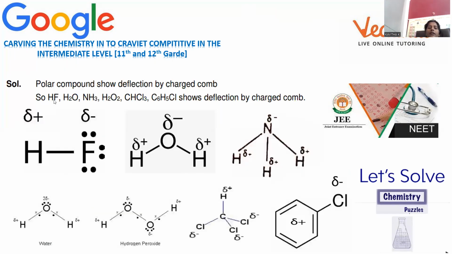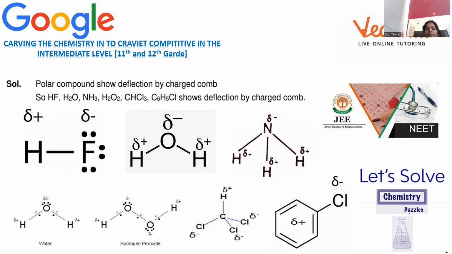The molecules like hydrochloric acid, water, ammonia, dihydrogen, hmm, hydrogen peroxide, sorry, chloroform, chlorobenzene. These many molecules are having deflection by the charged cone. That is purely because of their polarity. These compounds are said to be polar. Poles mean what? Polar region means what?